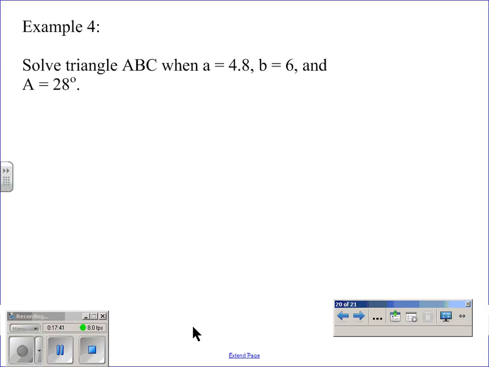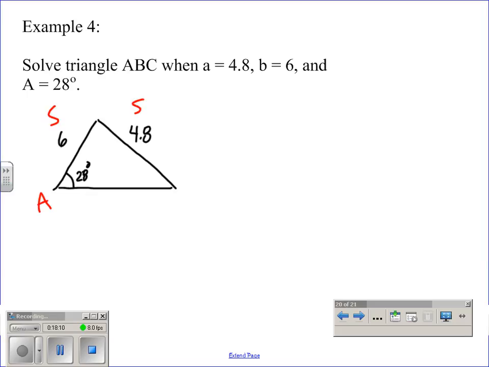Okay, so here we just have a simple triangle, no application. So we're going to go ahead with our diagram. We're going to have a triangle, and we're going to have this be 6, this is 4.8, so we're given two side lengths, and we're given an angle measure of 28 degrees. You notice that we have an angle measure and a side opposite it. So again, we have the ambiguous side-side-angle case. So again, one possibility, two possibilities, or no solution.